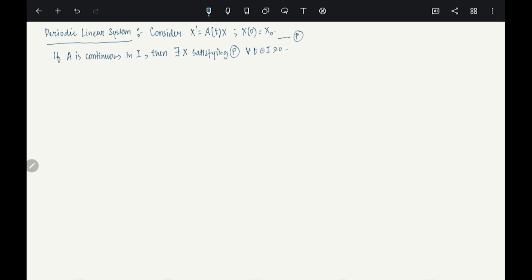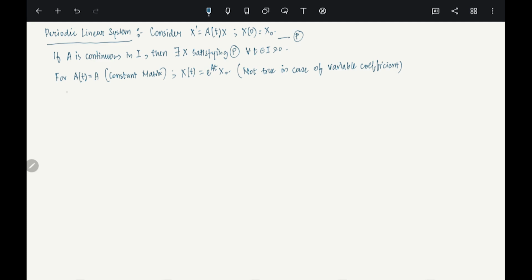Now this is fine, but if A of t is identically equal to A, a constant matrix, then we know that the solution is given by x of t equals e power At times x naught. But please remember, this is not true in the case of a variable coefficient. So can we say something more if we have a variable coefficient problem? That's the question.